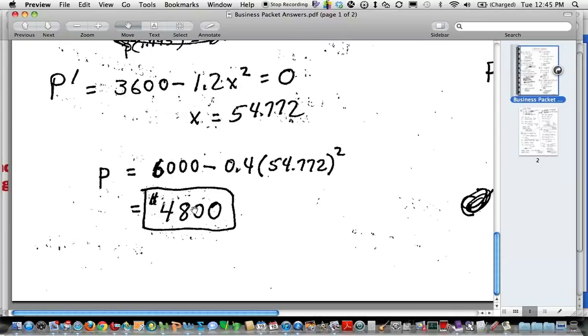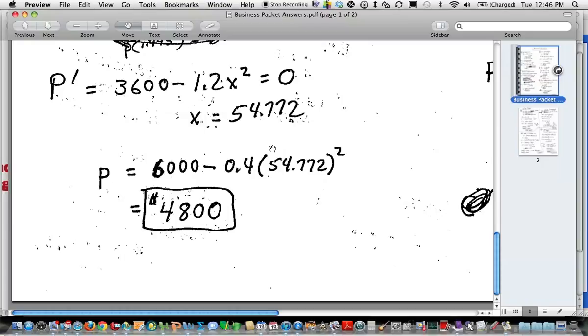Now, keep in mind that in the answers to the packet, I did not fully justify the max and min. You probably need a number line or something like that here. So x is how many units we should make. Well, we can't make 54.772. I did not check 54 and 55 in this one because they didn't ask me how many units we should make. They asked me what price should we charge. So you could take this number, which is actually the max, plug it into the price equation, and get a price to charge. That would be an okay price to charge based on this maximum, even though I didn't round that to 54 or 55 units.